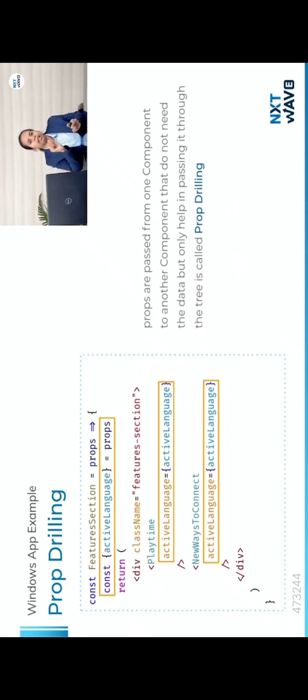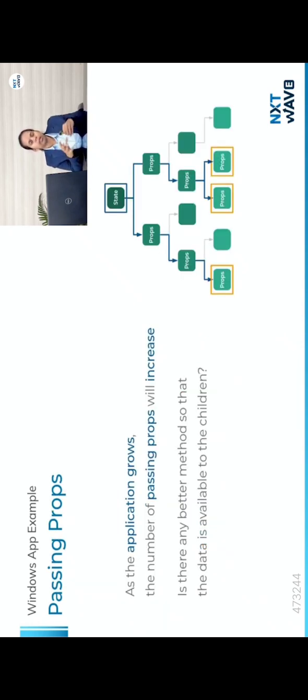Prop drilling is an issue when the application grows, when there's a huge hierarchy of different components. In such scenarios, prop drilling would be an issue. The reason is that somewhere down, some child components need some data. Let's say that data is maintained in the state somewhere on the top. Now, to send that data from the top to the child components, it has to be passed through various other components so that it can reach the child components.